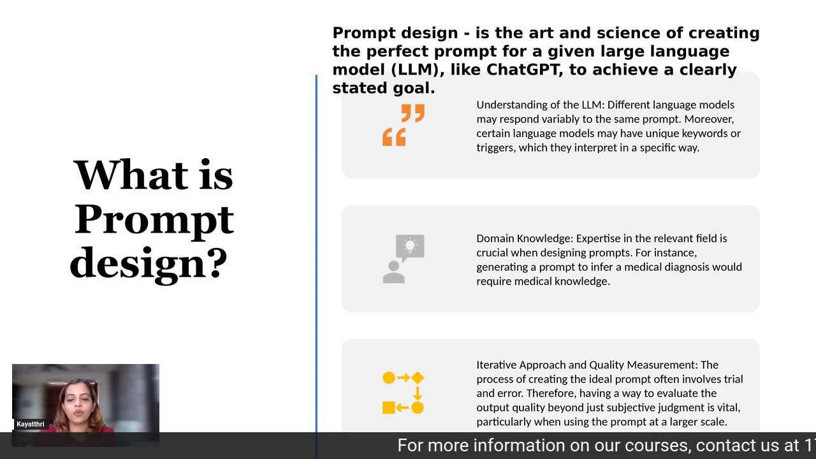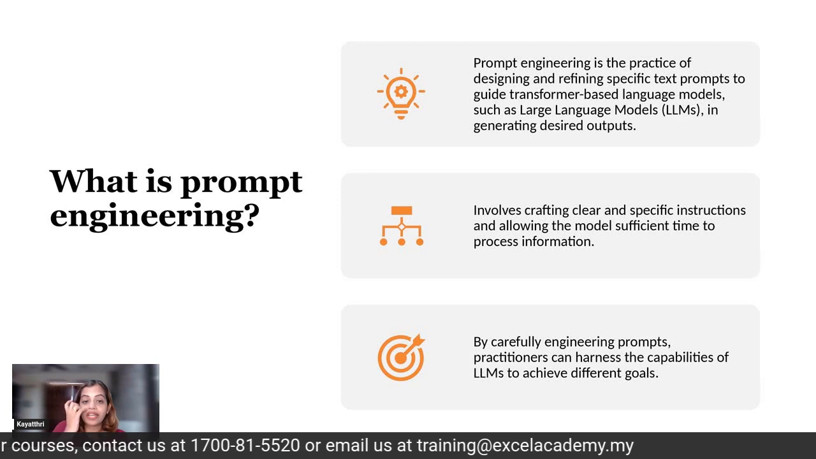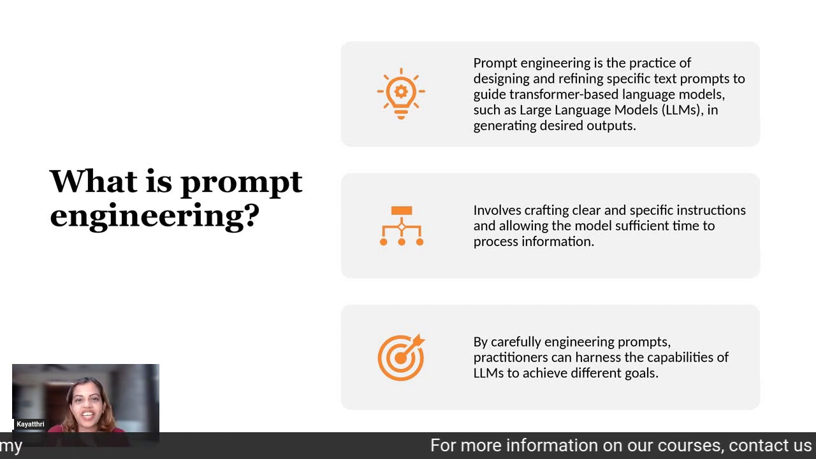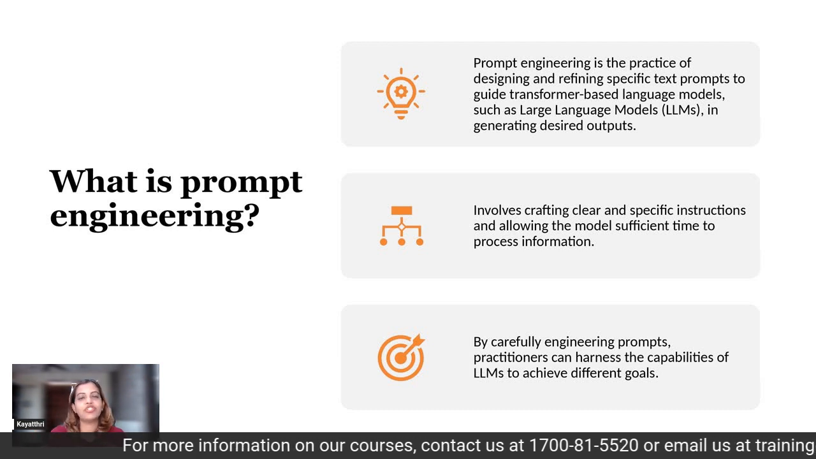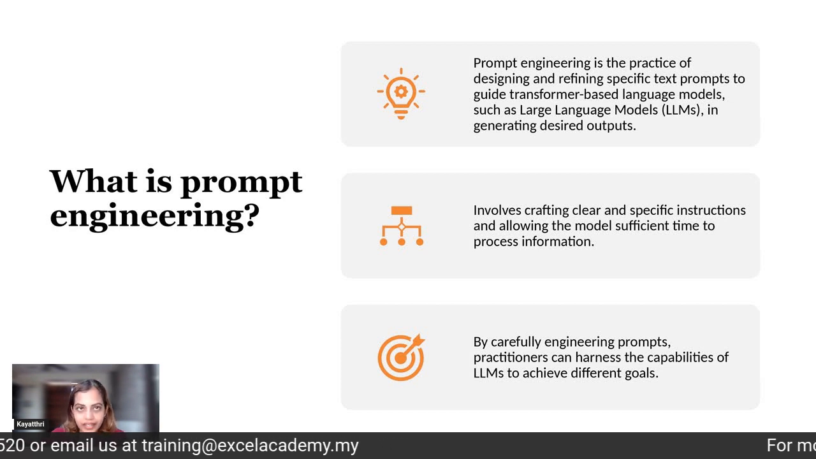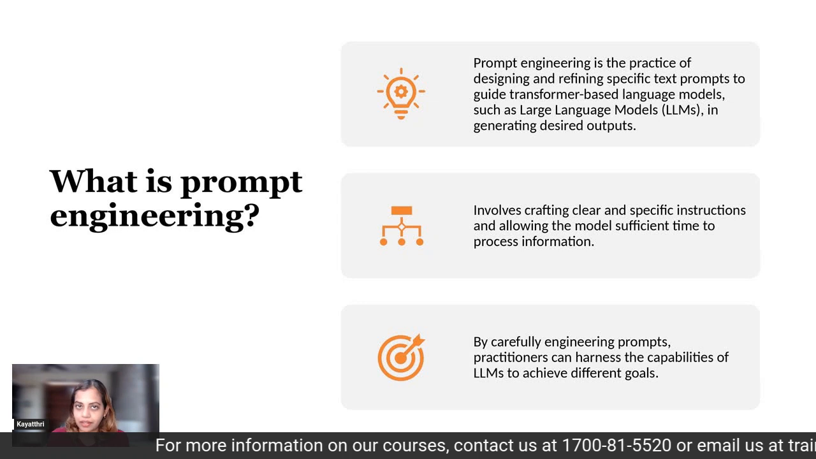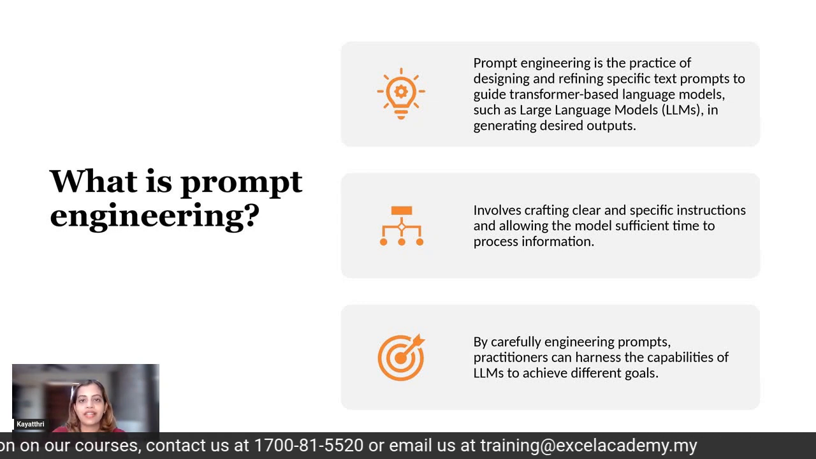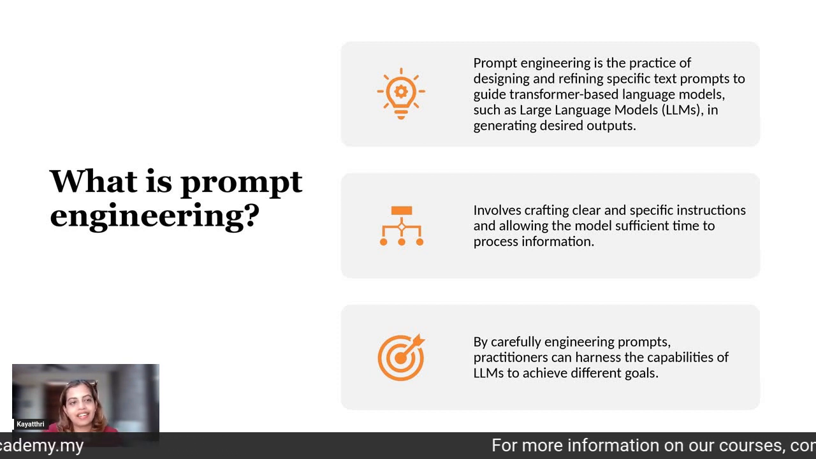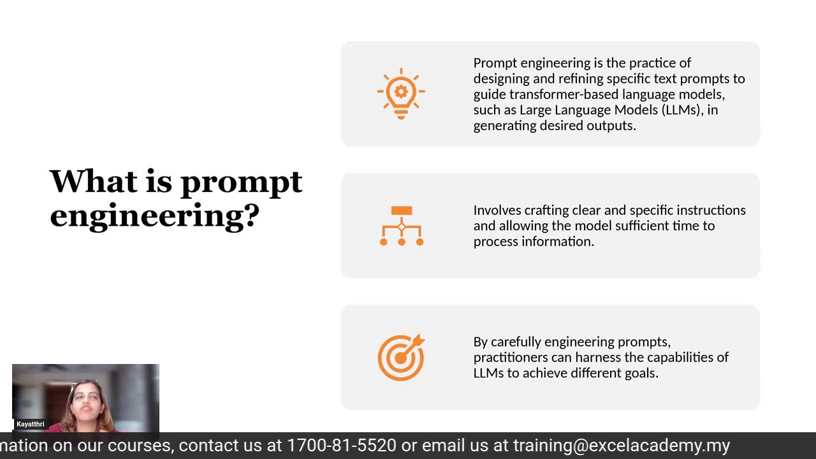So that is design. Once you understand this designing, you will go into the engineering part of prompting. So what is prompt engineering? Basically, it's the practice of designing, crafting, or refining specific text to guide the LLM model to generate whatever output you desire. How do we do it? You craft a very clear and specific instruction. ChatGPT does it really fast, but some other chatbots need a little time to process the information before they give you an output. You have to be very careful in creating this prompting, because only with very good prompting will you get the fullness of ChatGPT.